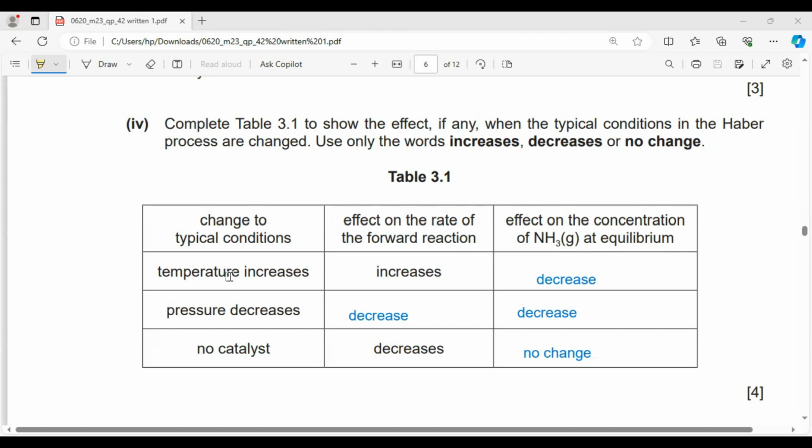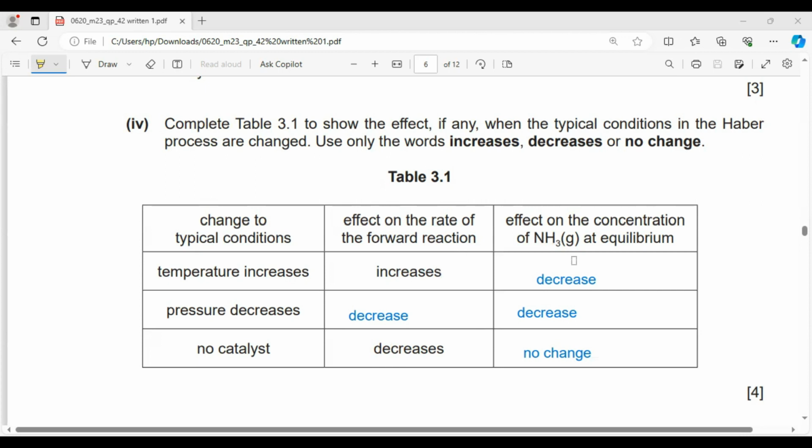Now, first is temperature increases. Now, the effect on the rate of the forward reaction. Here they have given that it increases. Here they have asked in the context of rate of reaction. So if we increase the temperature, the rate of reaction will increase.